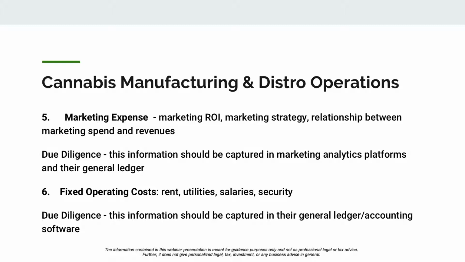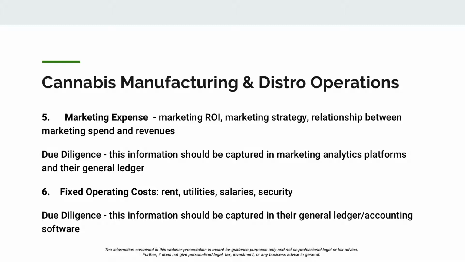And as far as the due diligence for all these operating costs, the selling, the marketing, the fixed costs, a good way to find that information is the company's general ledger and accounting software, right? So their QuickBooks, their Xero, NetSuite, whatever software they're using. For marketing, you also want to look at their platform analytics. So if they're using Instagram, the number of visits per page, things like that. For Weedmaps, the analytics for Weedmaps.